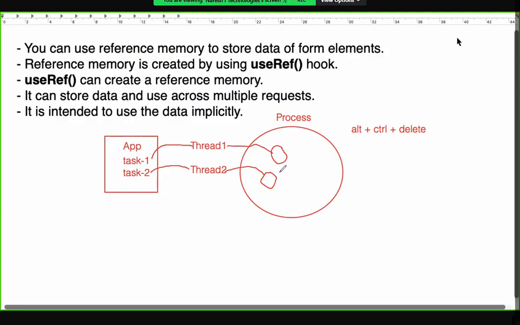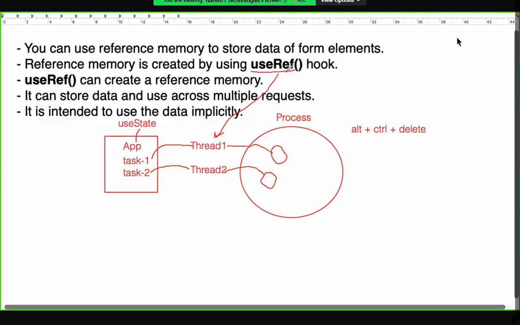So what you can do is allocate memory. This useRef will allocate a memory for a thread. Remember, we have useState. useState, actually, will allocate memory for the app.